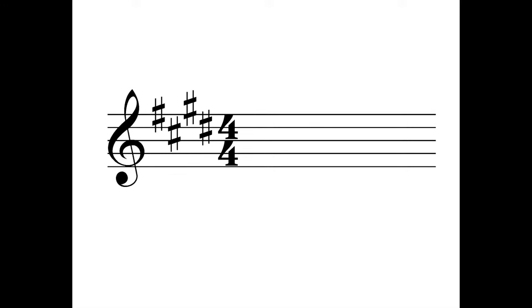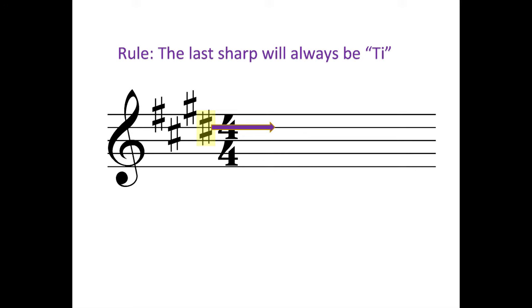If you are in a key signature with sharps, look at the last sharp added, the farthest one to the right, and look at the center of the box formed to see if the sharp is targeting a line or a space. In this example, there is a line cutting through the center box, so we know that it is targeting the fourth line of the staff. For sharp key signatures, the rule to memorize is that the last sharp will always be ti.